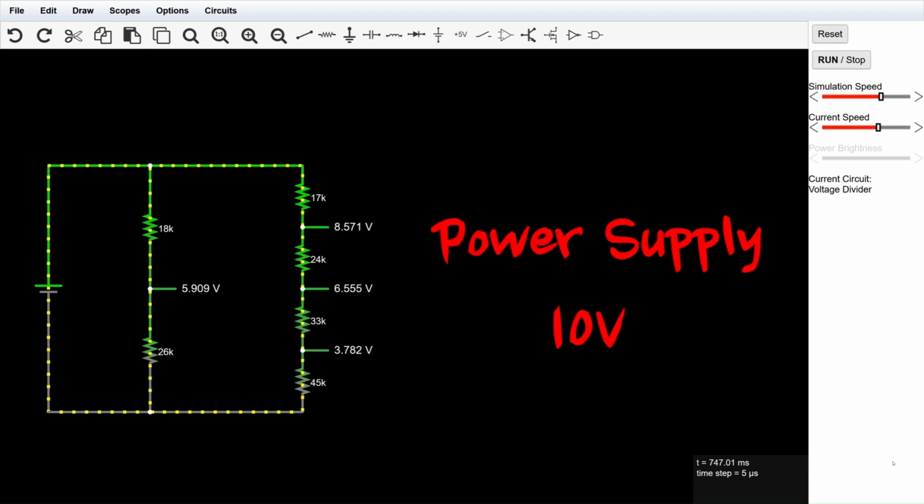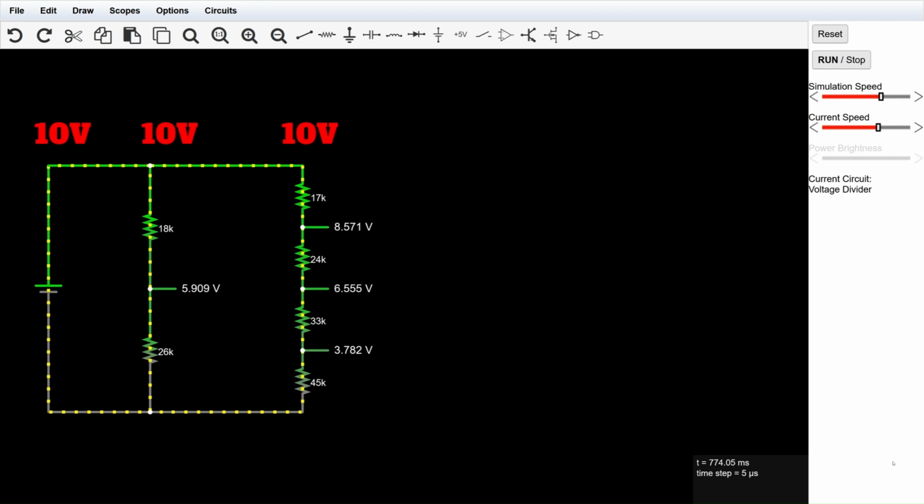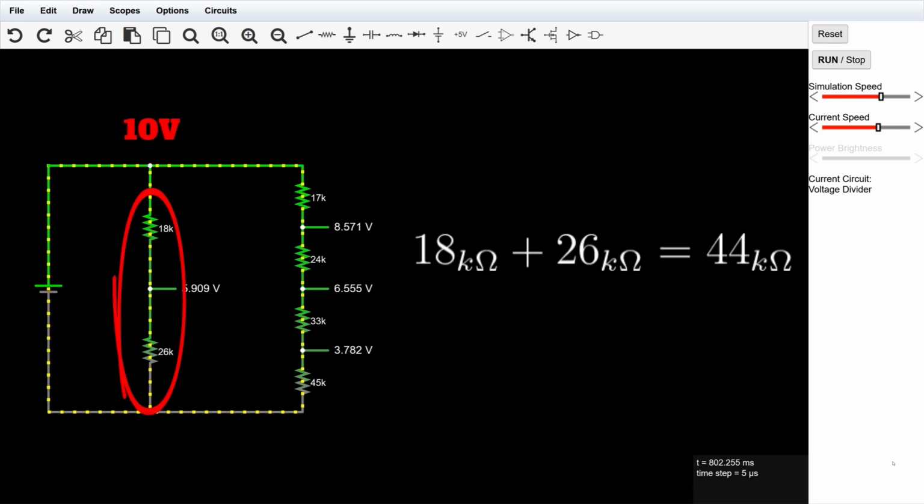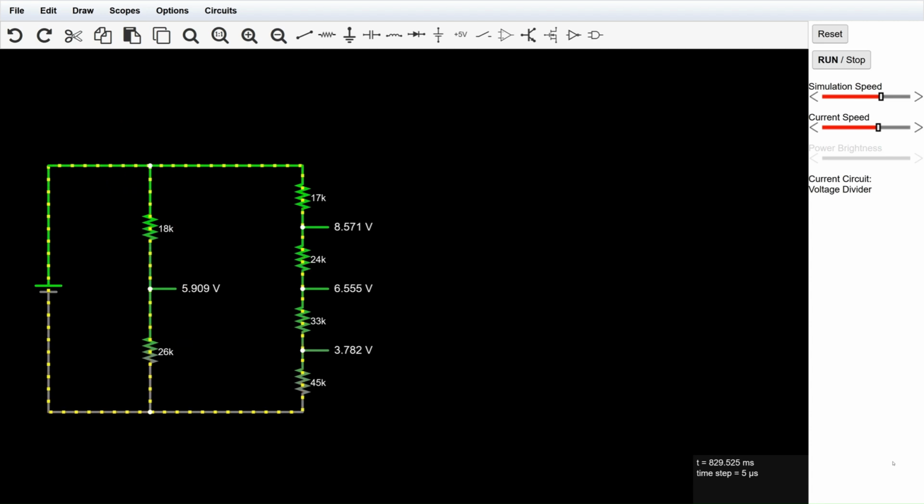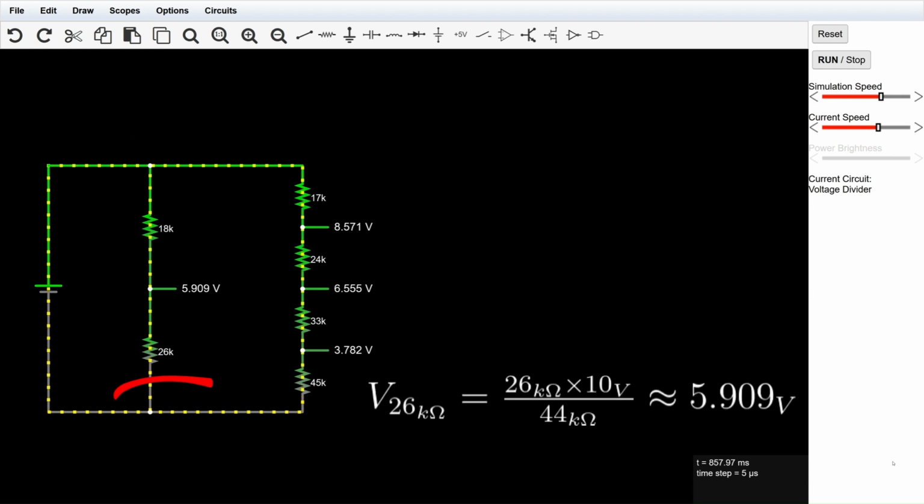For example, the voltages at parallel points are the same. That means each branch has 10 volt. But how is it divided? If the total resistance in this part is 44 kilo with 10 volt across it, let's calculate the voltage across the 26 kilo resistor. It's approximately 5.909 volt.